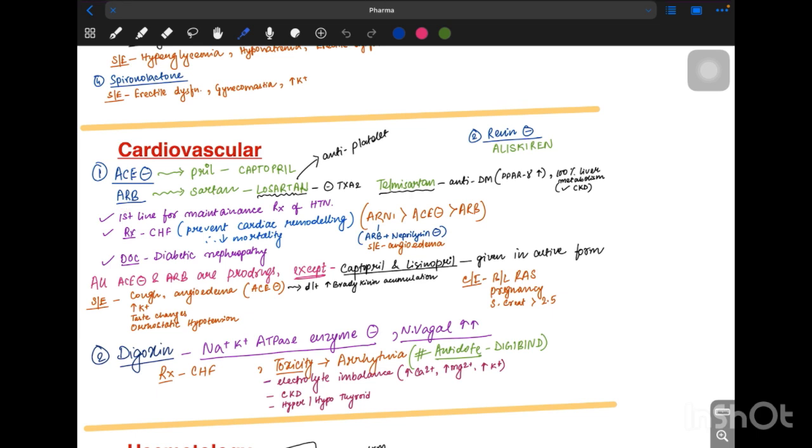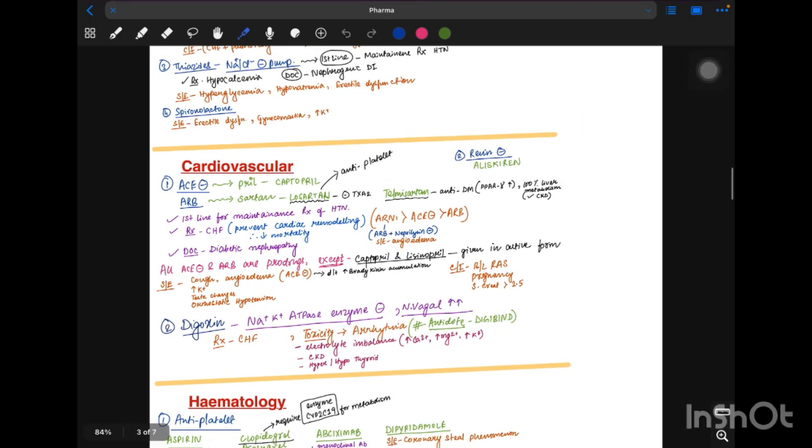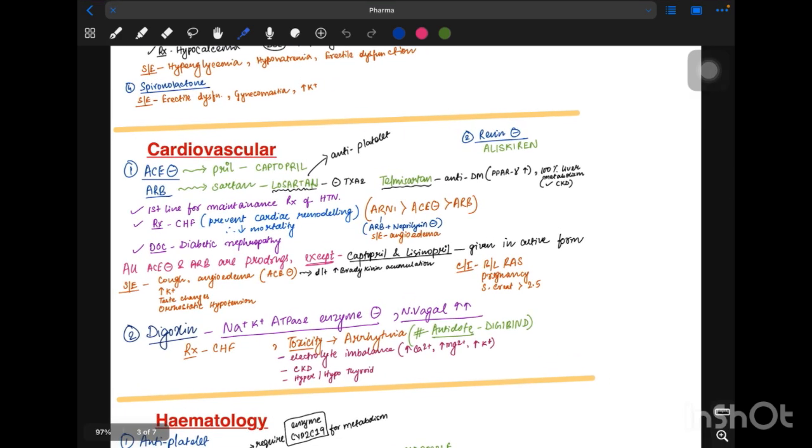Now, losartan is specifically important because it is also an antiplatelet drug. It inhibits the thromboxane A2 receptor, so it is an antiplatelet drug. Another example is telmisartan. Telmisartan is used for diabetes mellitus because it increases the PPAR gamma receptor. Also, telmisartan has 100% liver metabolism, so it can be used in patients with chronic kidney disease. It is safe in CKD patients.